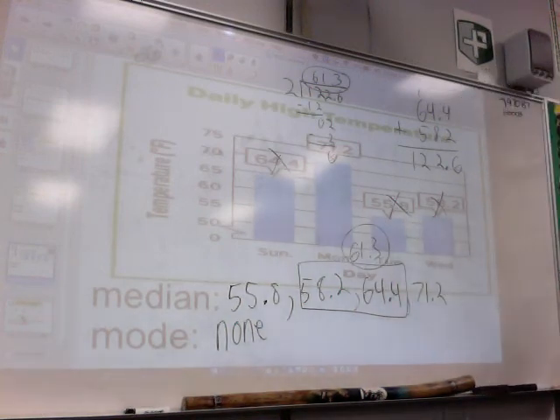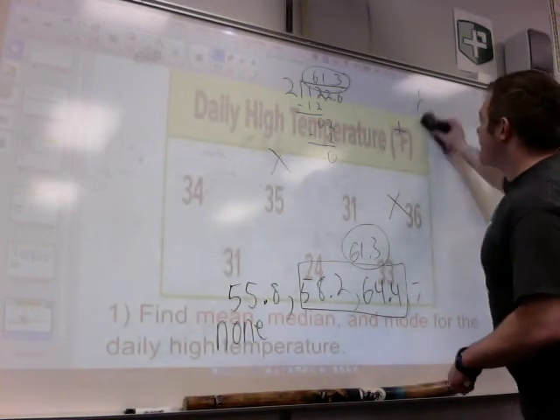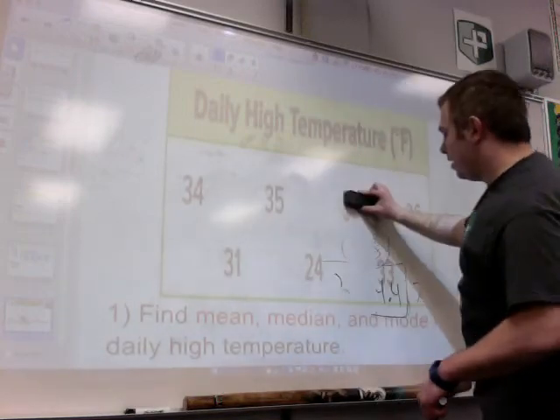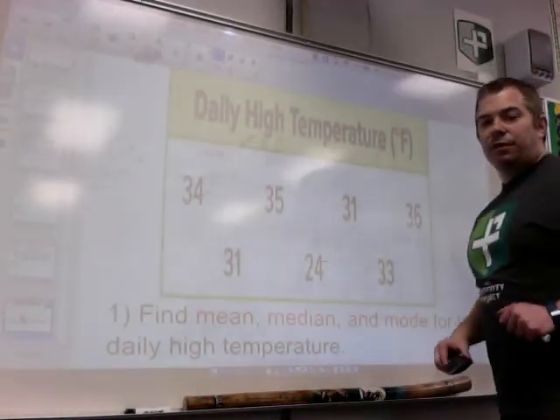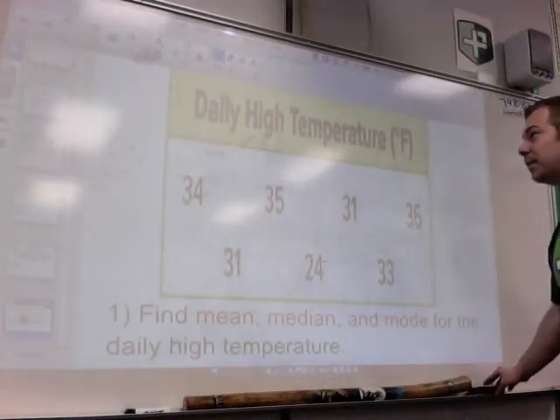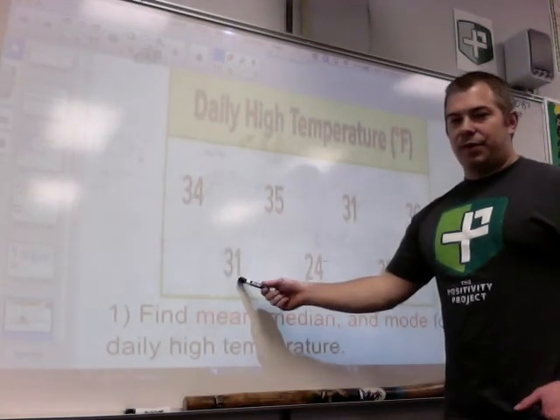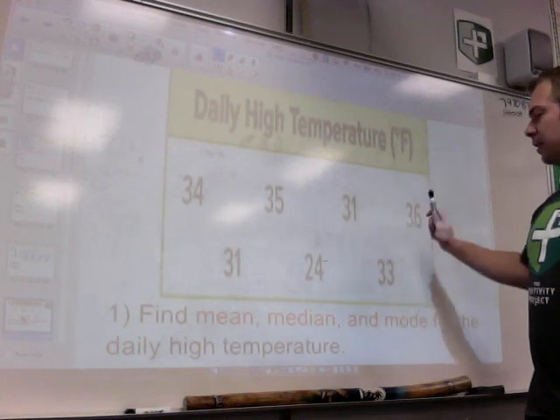All right, now it is definitely your time to do some work for me. Luckily, I did not give you any decimals to deal with. You just have to find the mean and median. Oh, and the mode. I gave you mean, median, and mode. The triple M's right there of these numbers. These are daily high temperatures. If you can't see them, it says 34, 31, 35, 24, 31, 33, 36.